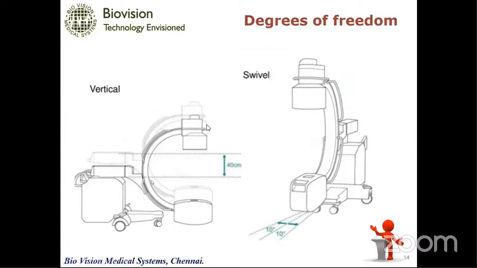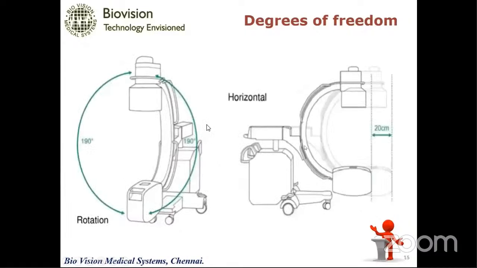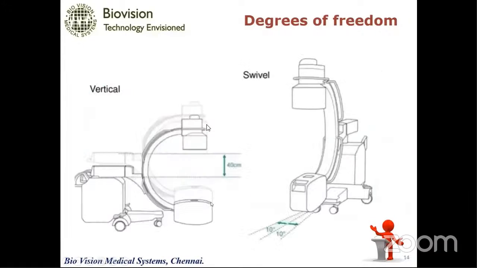This is swivel. Then vertical height: increase or decrease the height based on the patient and table position. Horizontal: front and back motion. And rotation is this way. Try to understand, not like CT. Instead, it slides through this. For example, the intensifier comes here in this area, and the source will be opposite to this area. Up to 190 degrees you can rotate this way. So that is rotation. These are the 4 degrees of freedom given in a C-arm basically.